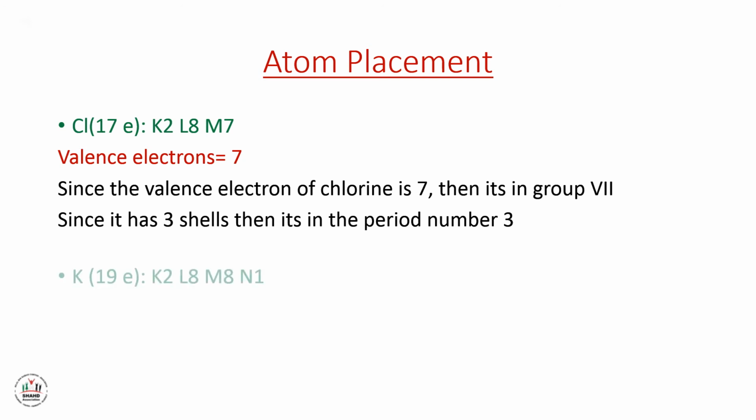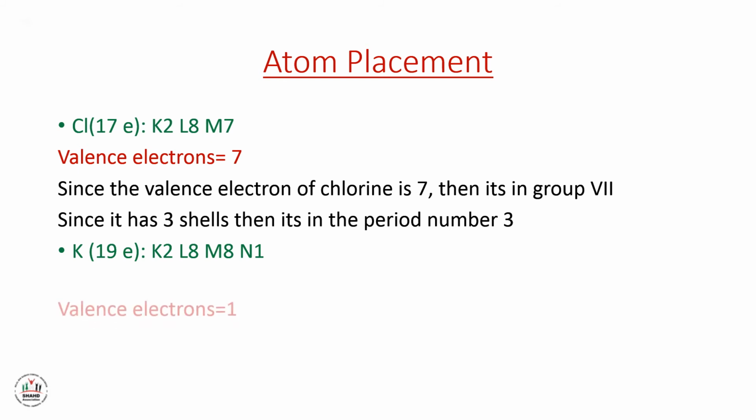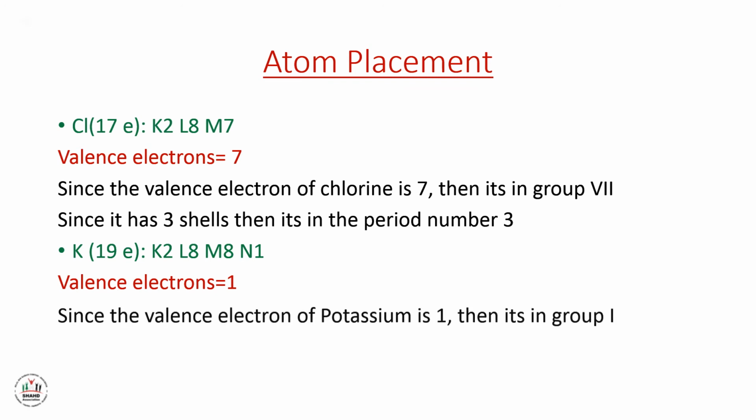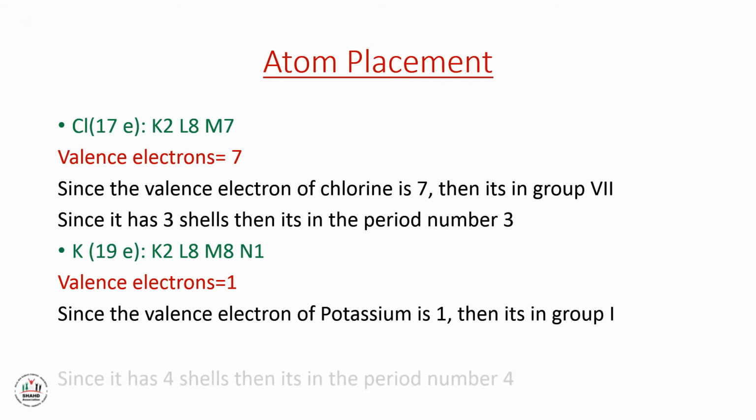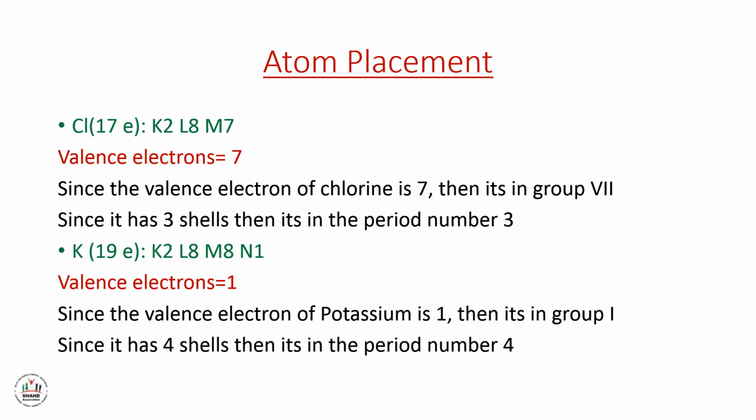Let's take another example. The potassium atom, having 19 electrons, K2, L8, M8, and 1. It has a valence electron of 1. Since the valence electron is 1, then it's in group 1. Since also it has 4 occupied shells, which are K, L, M, and N, then it's period 4.